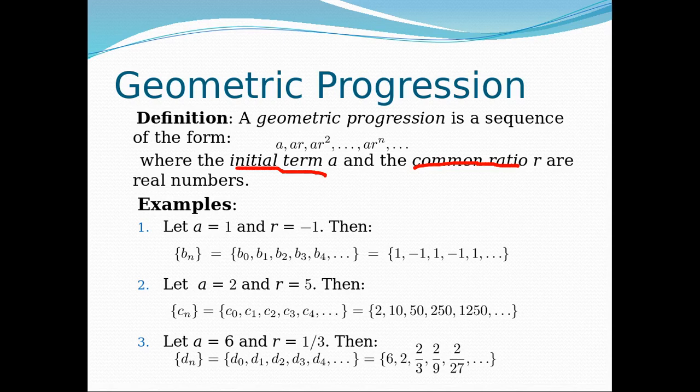Now for example, if you start with a equal to 1 and r equal to minus 1, we start from 0. The first term, you should be very clear, is not equal to a, it is actually equal to a times r raised to power 0. So you can see that it starts from 0, 1, 2, and to n, and it can go on wherever you want it to go.